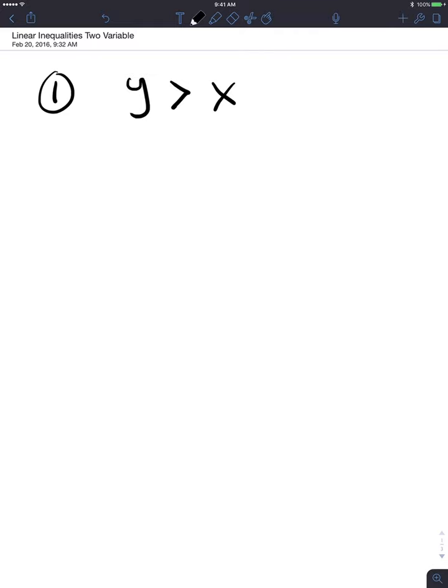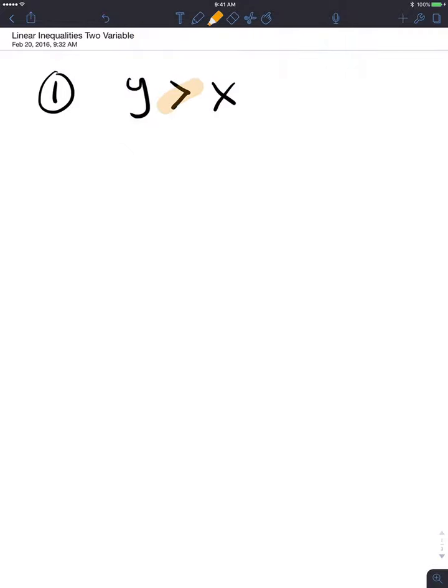This is a linear inequality in two variables homework solution demonstration, I guess. Okay, we're trying to graph a linear inequality. Y is greater than x. Strictly greater than.